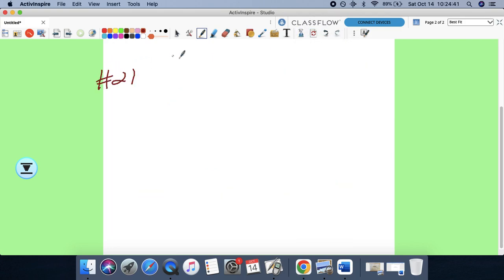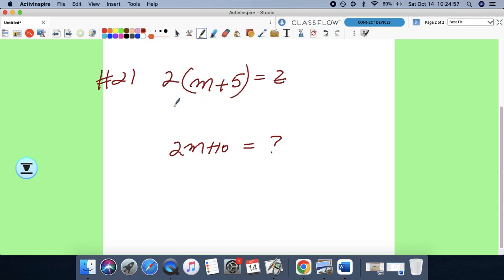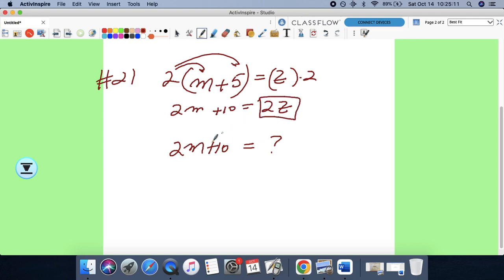21. M plus 5 equals Z. Therefore, 2m plus 10 equals what? Well, notice that m plus 5 and 2m plus 10. If I multiply this by 2, 2 times m is 2m. 2 times 5 is 10, right? So now I have 2m plus 10. And if I multiply this side by 2, I must multiply the other side by 2. So I get 2z. So 2m plus 10 is the same thing as 2z, which is B.